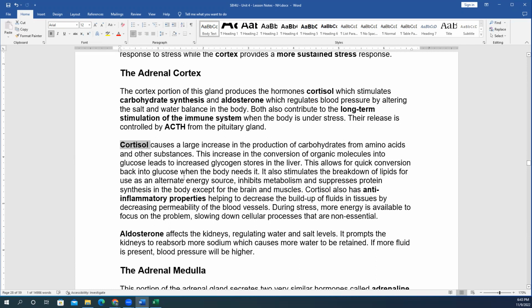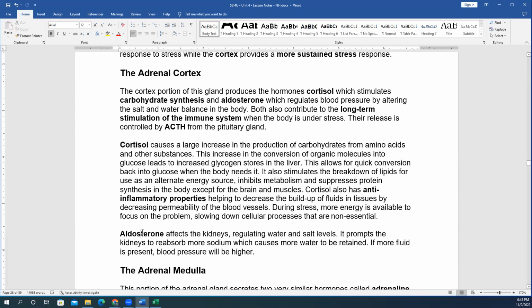Cortisol also has anti-inflammatory properties, in that it helps to decrease the buildup of fluids in the tissues by decreasing the permeability of the blood vessels to fluids. So during stress, more energy is available to focus on solving whatever is the problem that's causing the stress. And so by doing so, you slow down those cellular processes that are deemed non-essential.